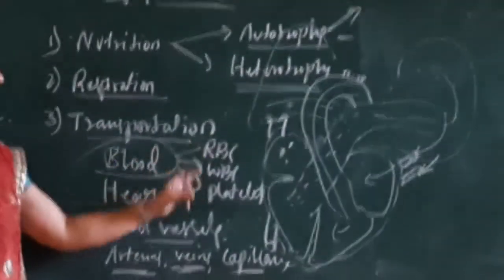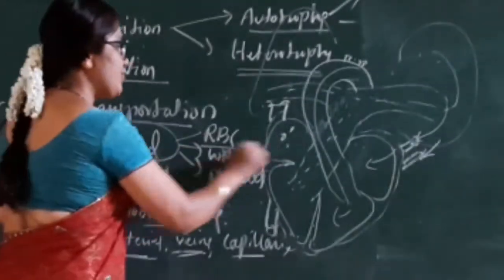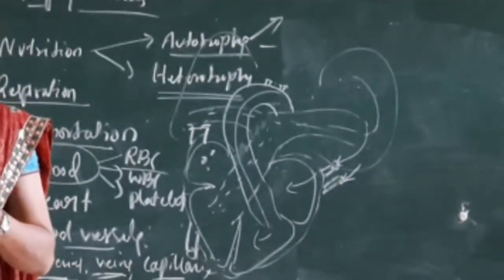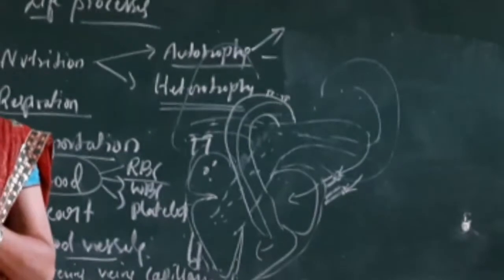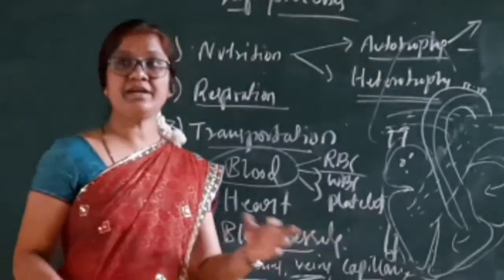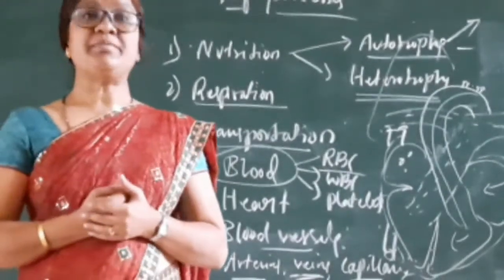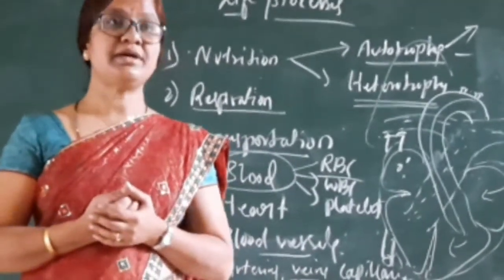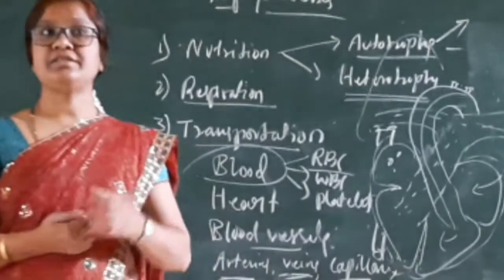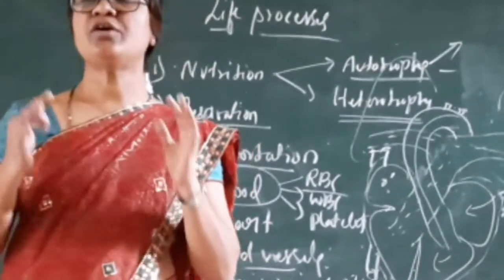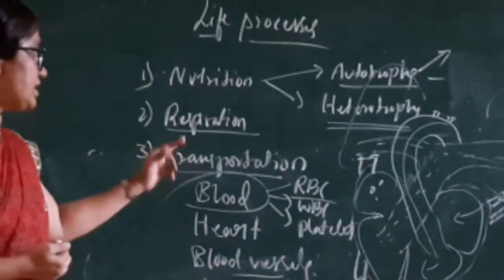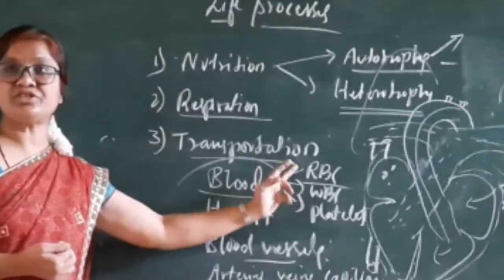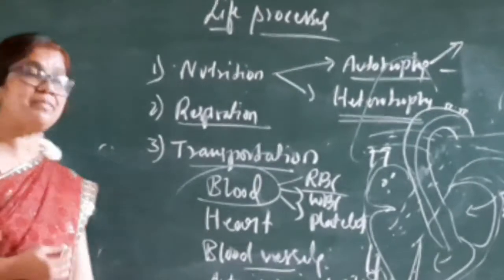Blood comprises RBC, WBC and platelets. What is the function of RBC? Carries oxygen and food materials to the cell. And they are red in color because of the pigment hemoglobin. And WBC provides immunity. The WBC helps in bringing up the defense mechanism, kills the pathogens present in the blood. Platelets are the fragments, small bits, that help in clotting of the blood. So these are the different functions that take place in transportation in animals.